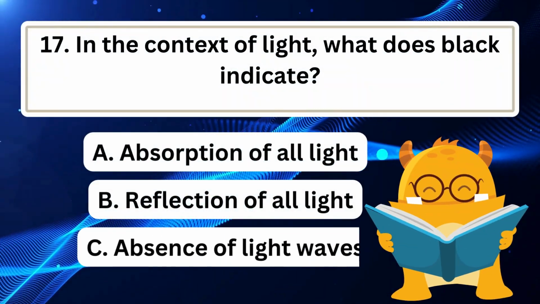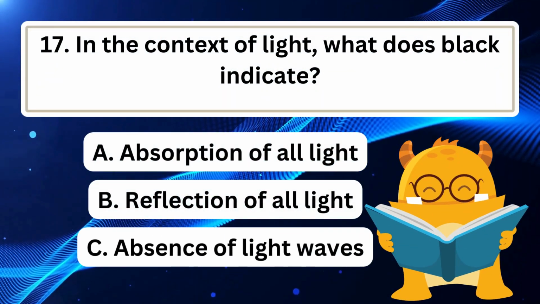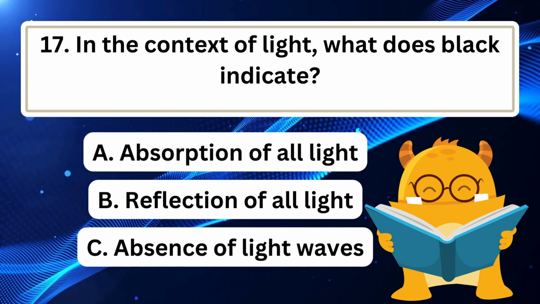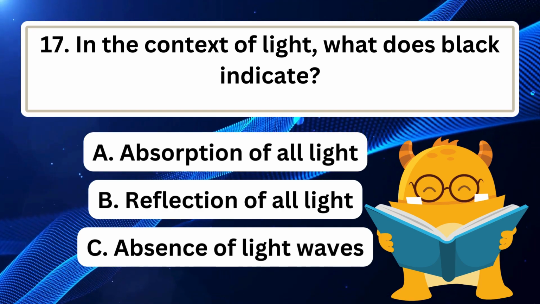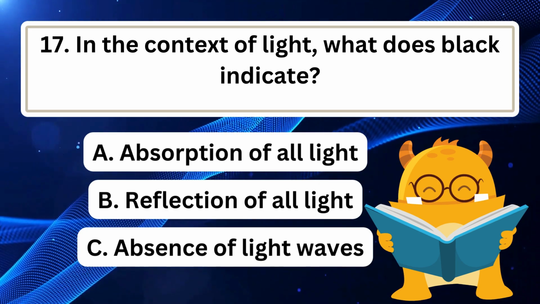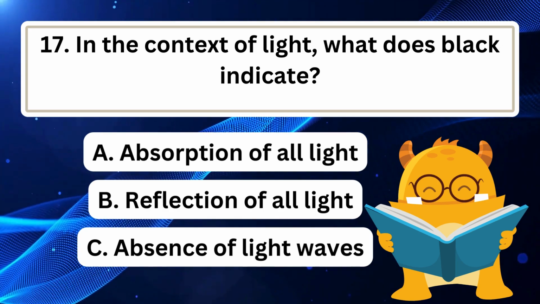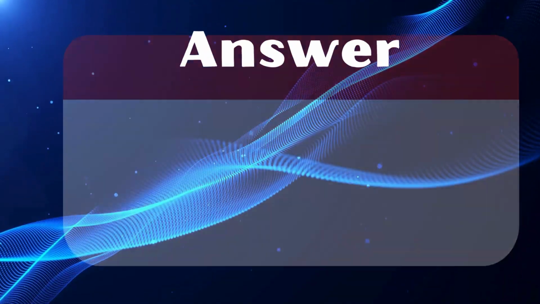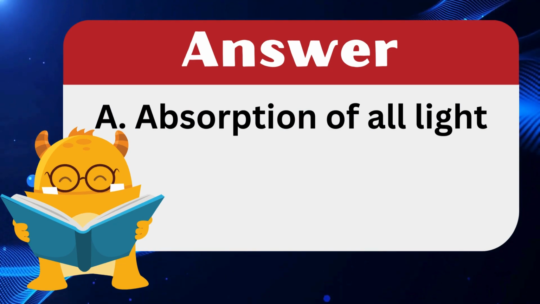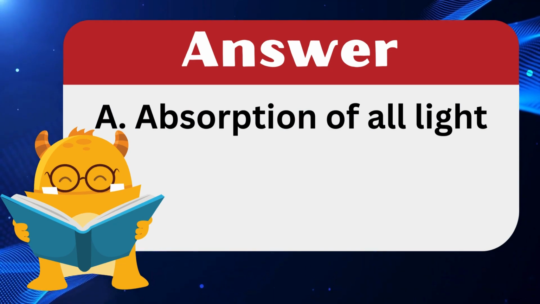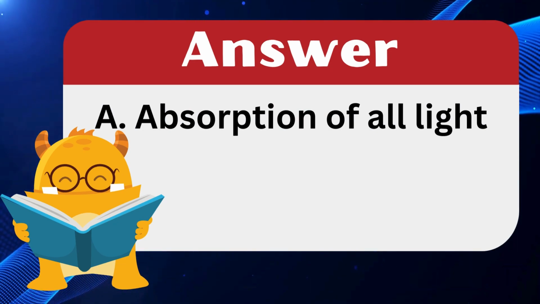17. In the context of light, what does black indicate? A. Absorption of all light. B. Reflection of all light. C. Absence of light waves. A. Absorption of all light. Black signifies the absorption of all light and the absence of light waves.